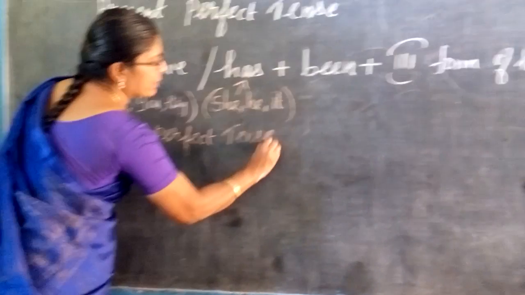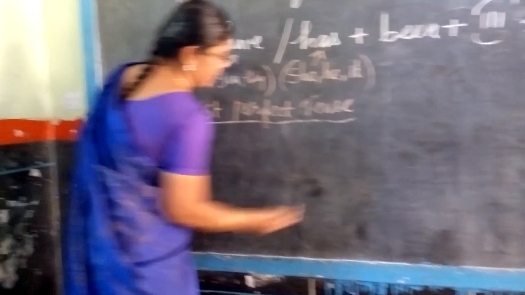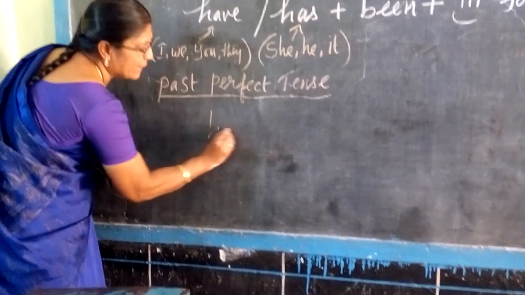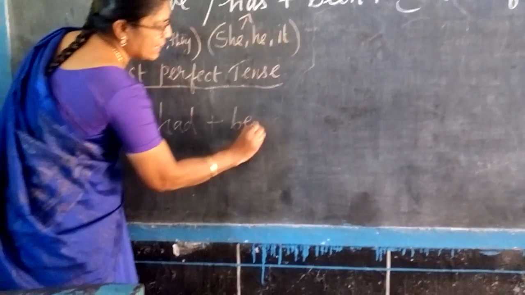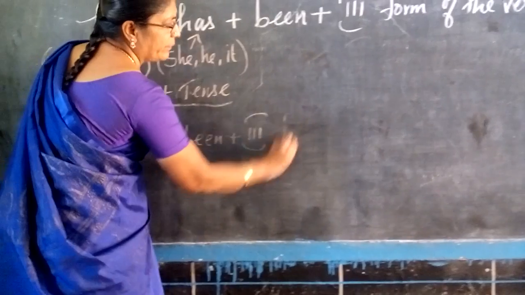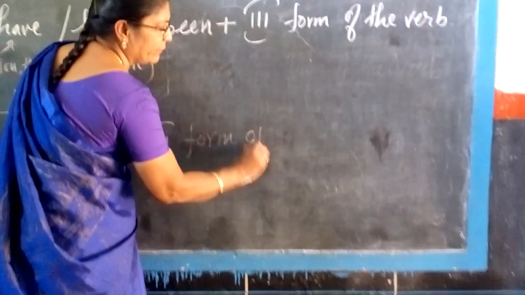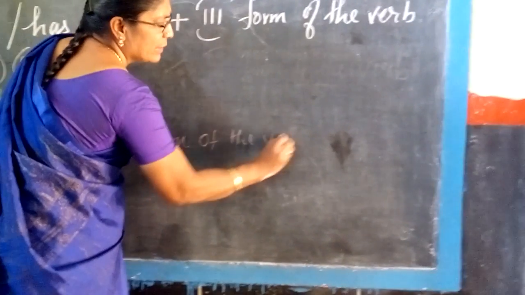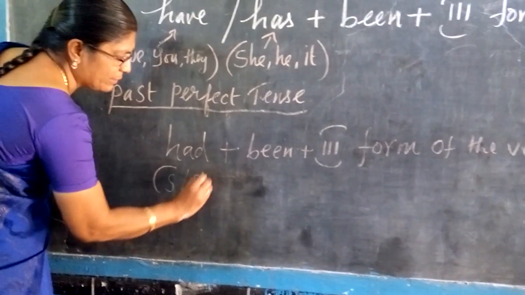The past perfect tense formula is had plus been plus third form of the verb. Here, for the word had, you can use it for singular or for plural.